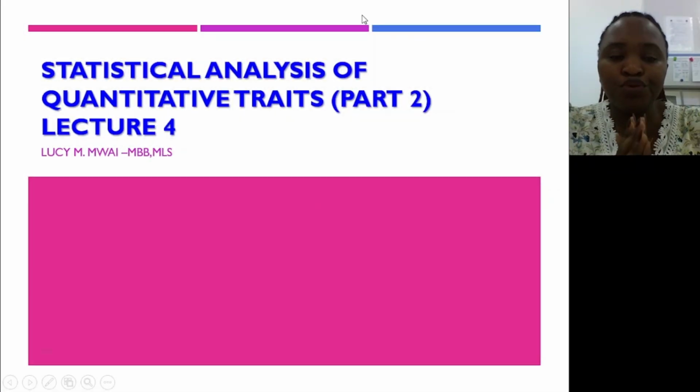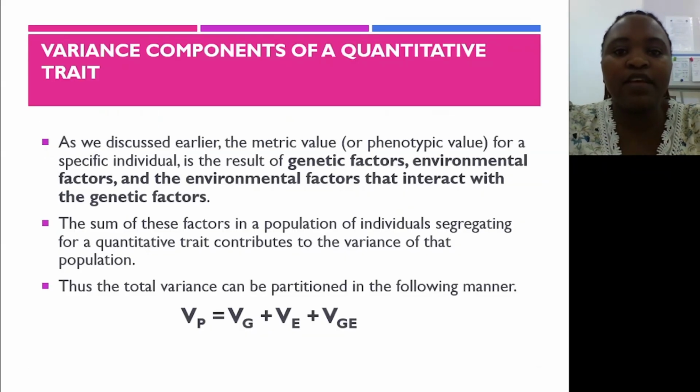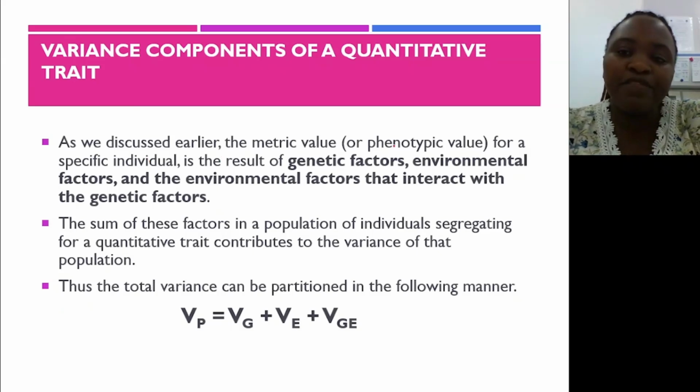This is part 2 of the statistical analysis of quantitative traits. I want us to start with the various components of quantitative traits. As we discussed earlier, the metric value or the phenotypic value for a specific individual results from genetic factors, environmental factors, and also environmental factors that interact with genetic factors.